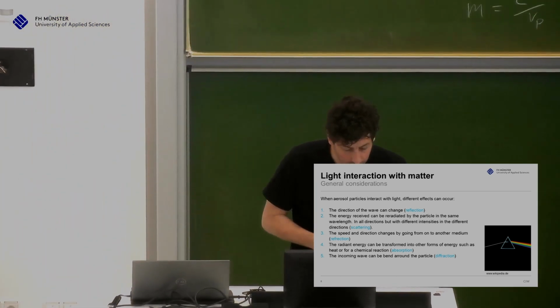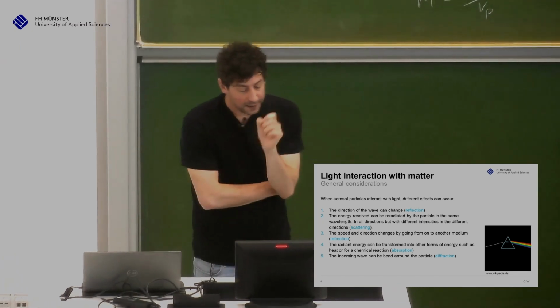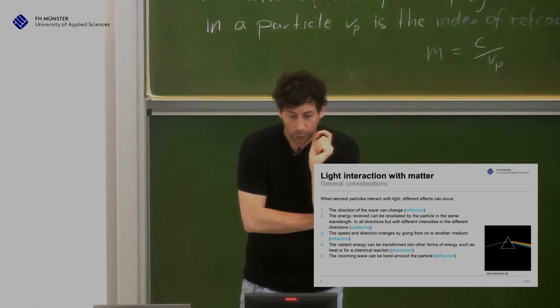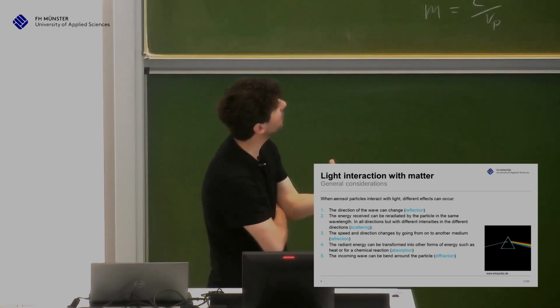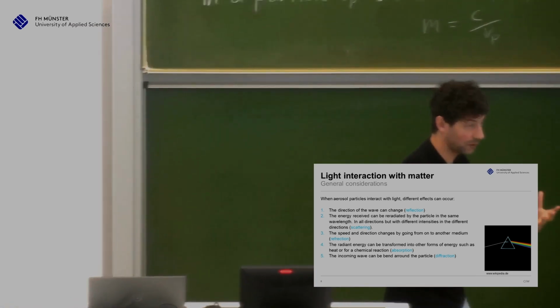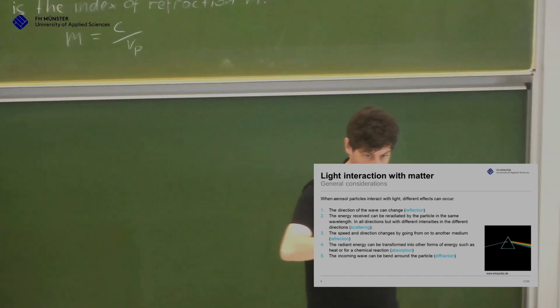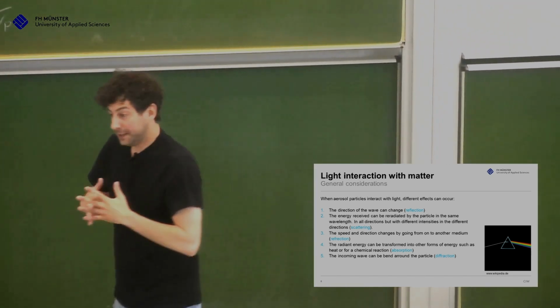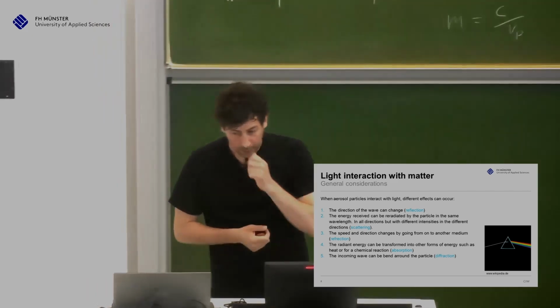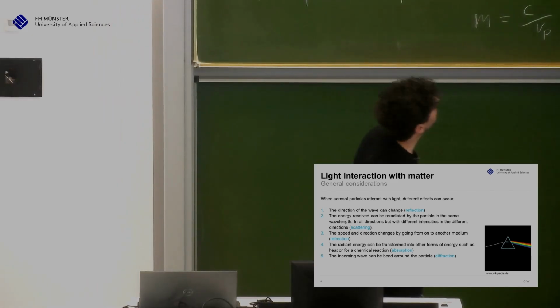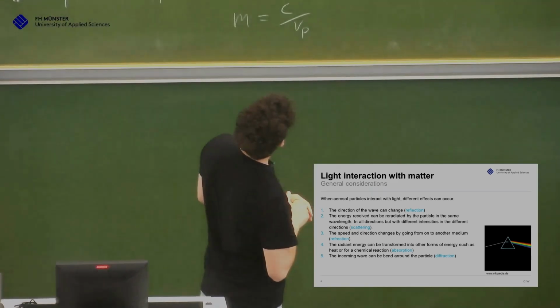a window. So then the radiant energy can be transformed into other forms of energy, such as heat, or for a chemical reaction, absorption. So the light is absorbed by the material. And this is extremely important for aerosols. We will talk about this. I will show you some nice examples about it.